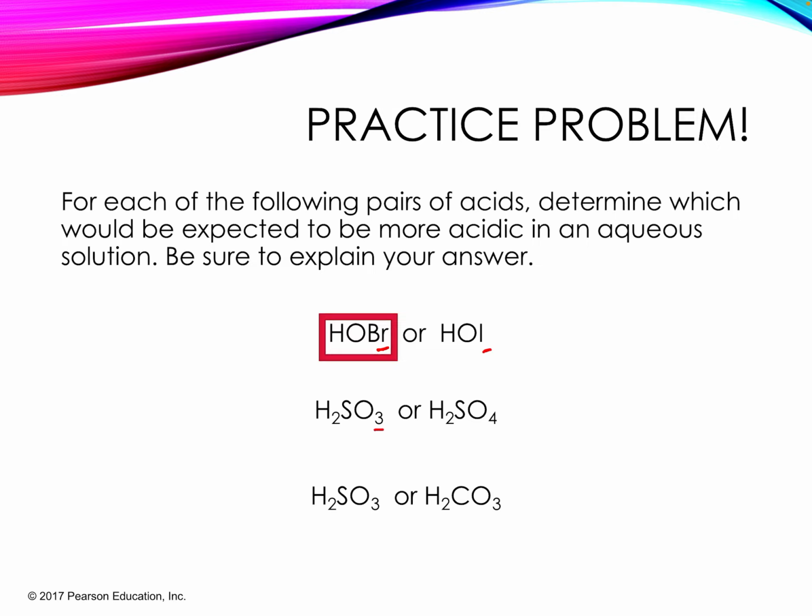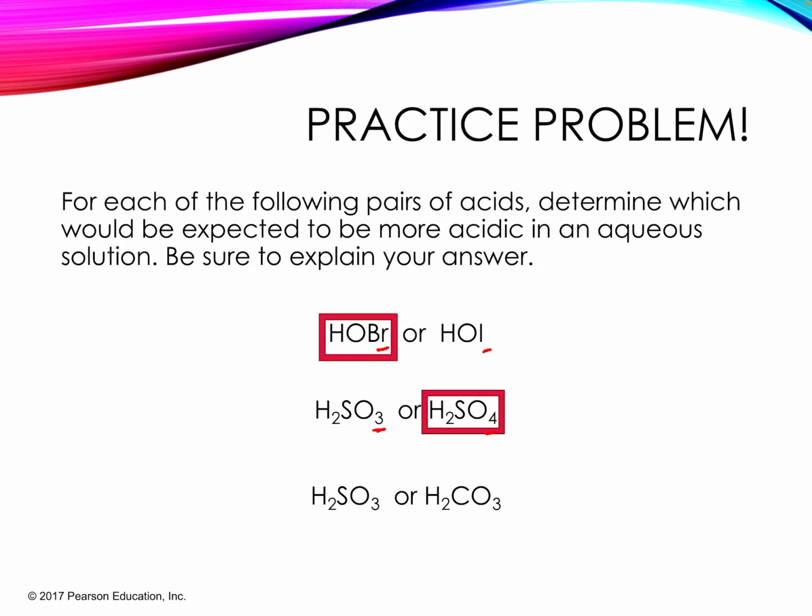For the next one, we're looking at the number of oxygens on the central atom, the number of oxygens that are on the sulfur atom. Since sulfuric acid has more oxygens on the central atom, it's going to pull that electron density away from those hydrogens more than sulfurous acid, which only has 3 oxygens. And as we pull the electron density away more, we make that hydrogen more acidic and easier to ionize.